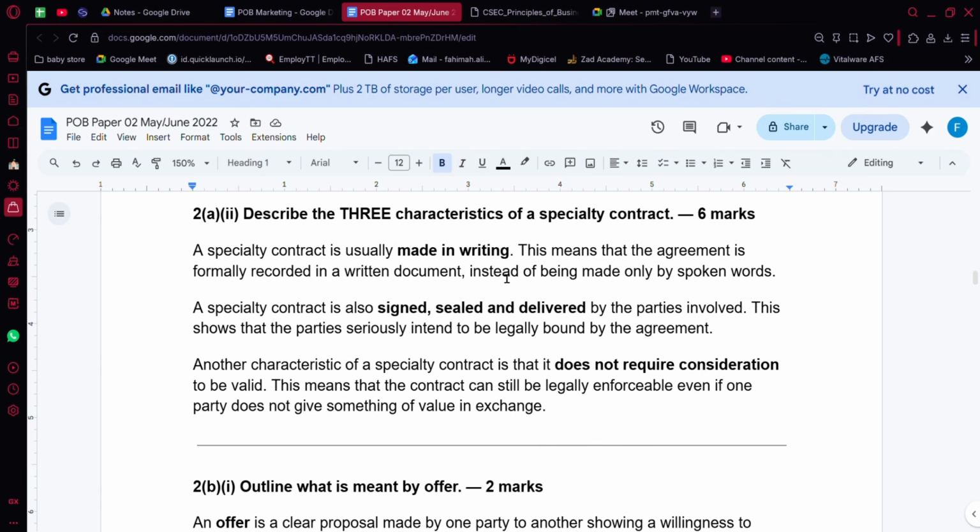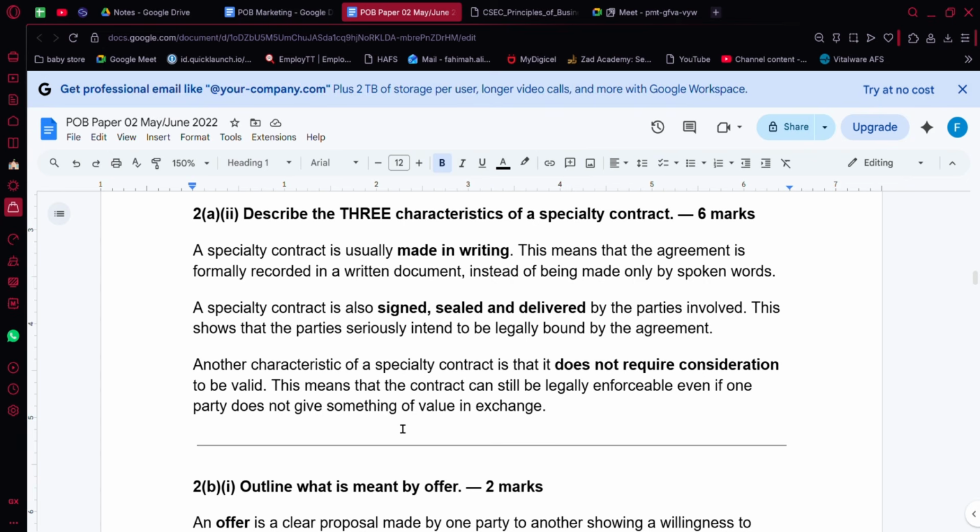This means that the agreement is formally recorded in a written document instead of being made only by spoken words. A specialty contract is also signed, sealed, and delivered by the parties involved. This shows that the parties seriously intend to be legally bound by the contract. Another characteristic of a specialty contract is that it does not require consideration to be valid. This means that the contract can still be legally enforceable even if one party does not give something of value in exchange.